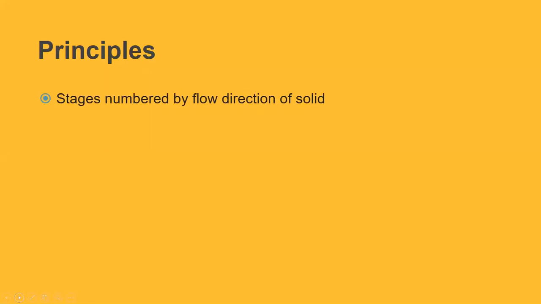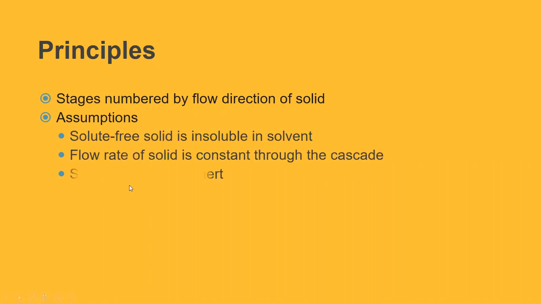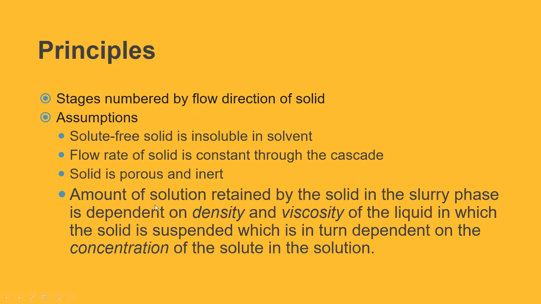Now, the stages in multi-stage leaching processes are numbered by the flow direction of the solid. So wherever the solid is being introduced, that is stage 1. So we number as stage 1 the part of the process wherein your feed solid is introduced. As to the assumptions, I have already enumerated the assumptions here, and some I have mentioned in the other slide as well. Solute-free solid is insoluble in the solvent. Flow rate of the solid is constant through the cascade.